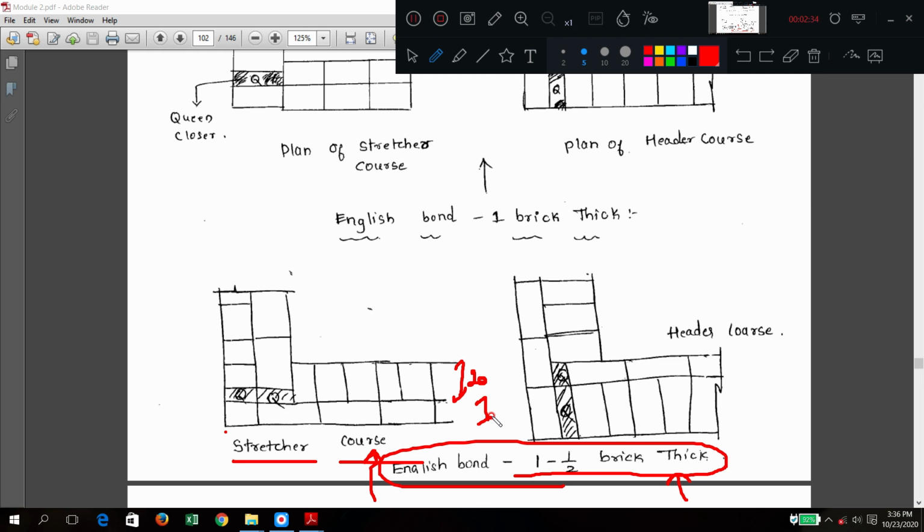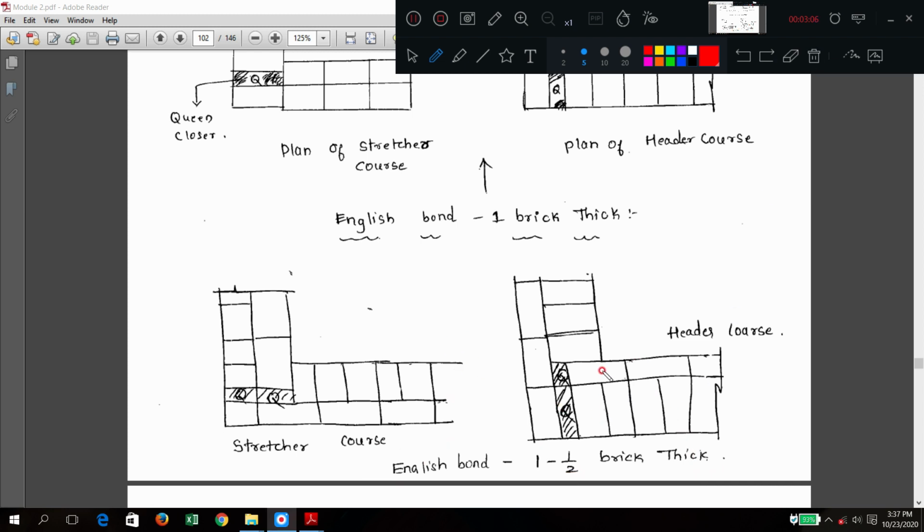In the previous videos we have seen the cross section for one brick thick, one and a half brick thick, like that. Similarly, when you view from this perspective, you will see first headers. This is the header course, so it is the plan for the header course. From this side, the first headers will appear. It will be 20 centimeter if you measure the cross section thickness. From here to here it is 10 centimeter. I hope it is clear now.